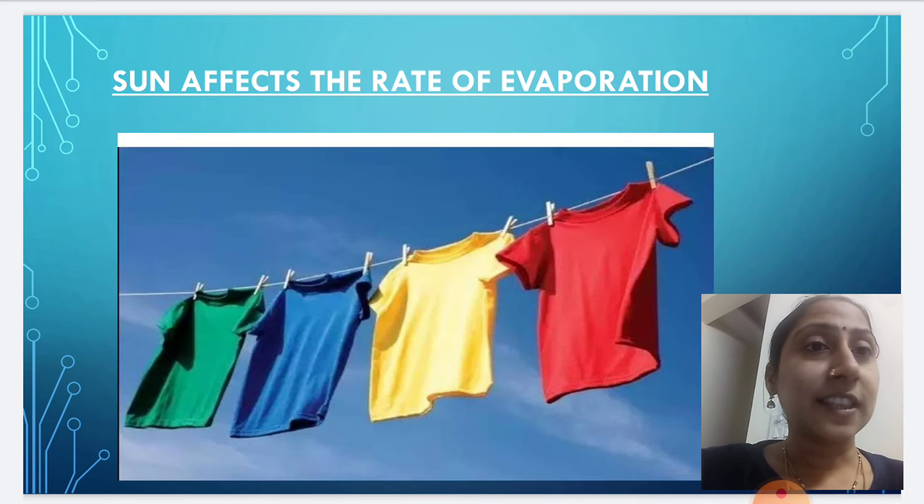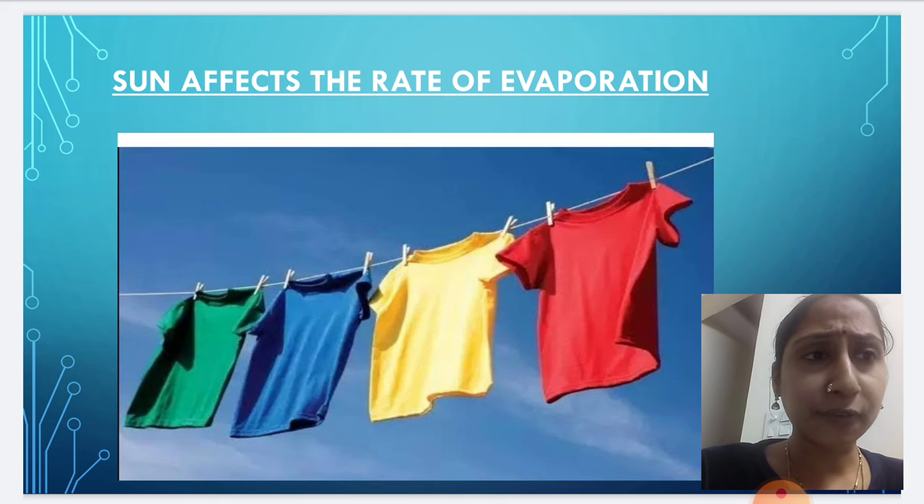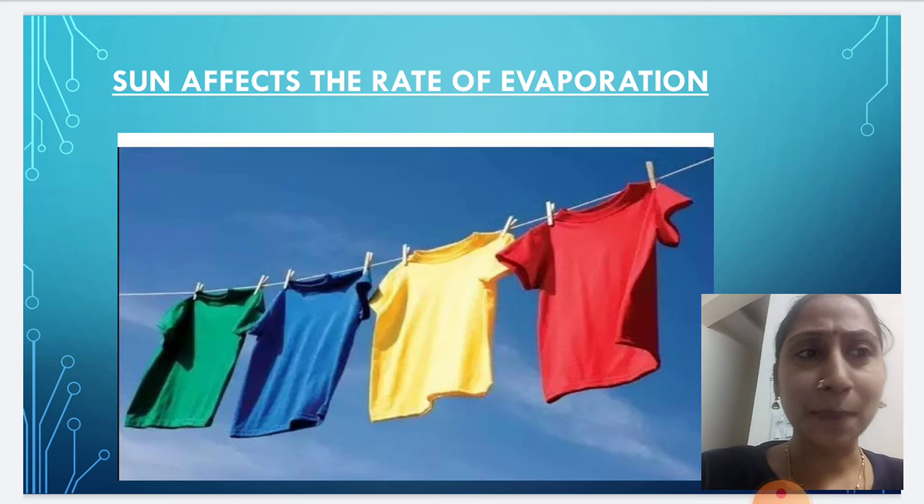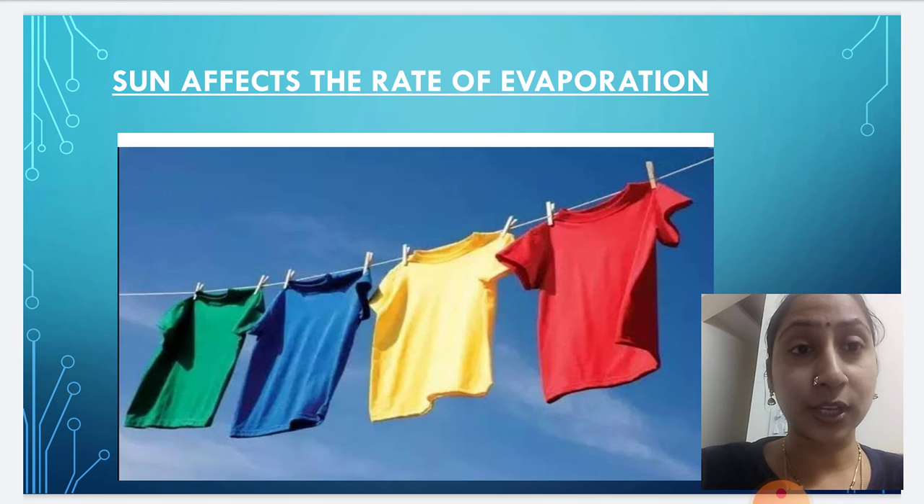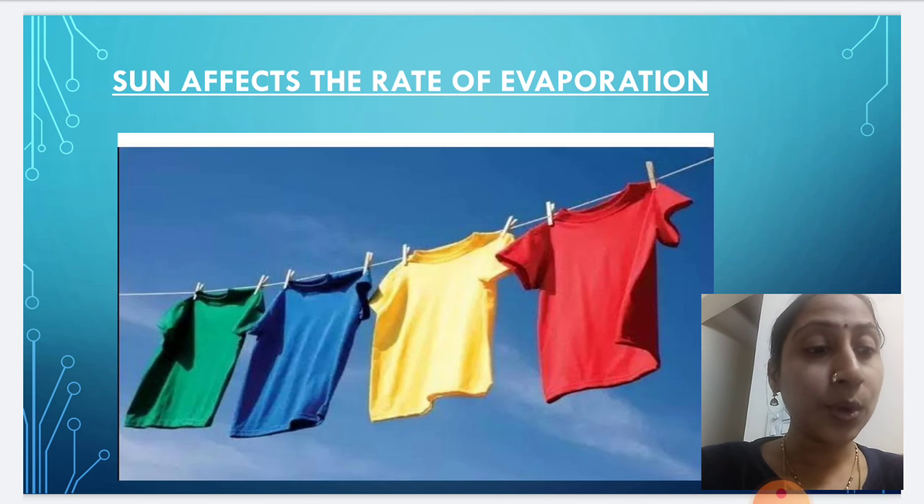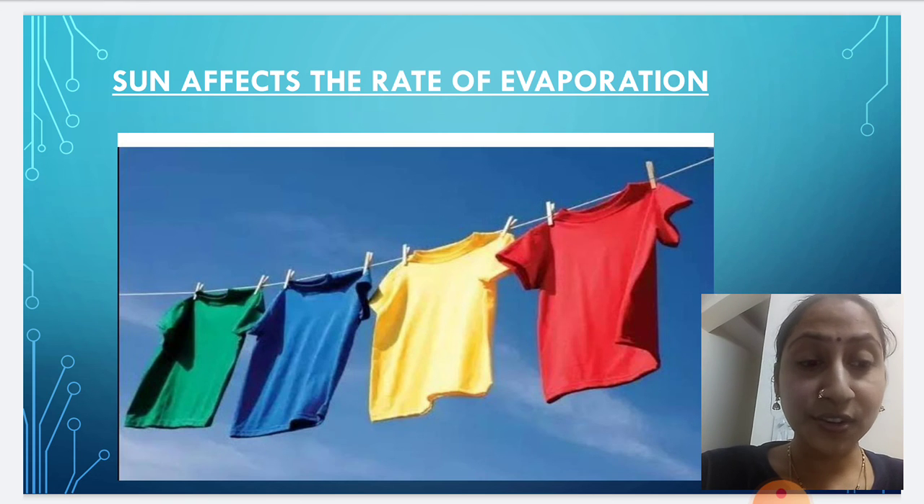Sun affects the rate of evaporation also. How does it affect the rate of evaporation? जिस दिन ज़्यादा तेज़ धूप होती है उस दिन आपने देखा है कितना जल्दी कपड़े ड्राई हो जाते हैं. Okay, the clothes get dried faster because of the sun rays. So the rate of evaporation also depends upon the intensity of that sun rays, intensity of heat, isn't it? And when it is cloudy, you must have seen the clothes doesn't get dried.